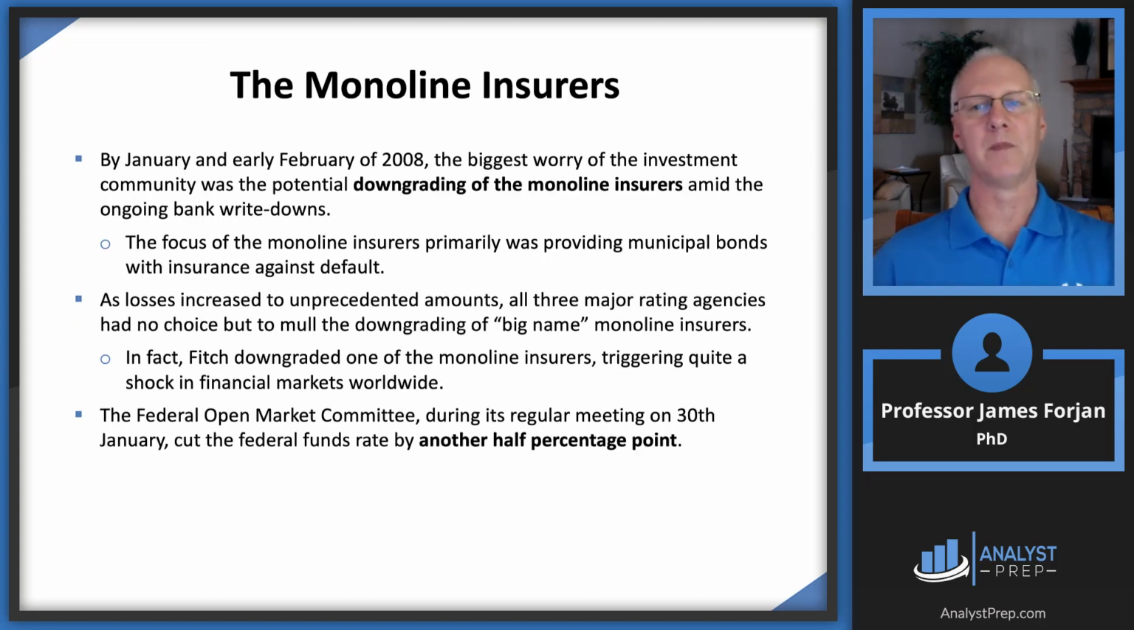What about these companies that insure the bankers? Okay, so in February of 2008, there was a big worry that the investment community was going to be brought down because of the downgrading of these monoline insurers. Oh my gosh, so what did these insurance companies do? Insurance companies like, you probably heard of Assured Guaranty or MBIA. They insure municipal bonds, but they could insure almost anything. So these losses were piling up. And the major rating agencies had no choice but to downgrade these big names. And so when one of them downgraded one of these insurance companies, there was quite a shock in the financial markets. So much so that the Fed lowered its Fed funds rate by another 0.5%.